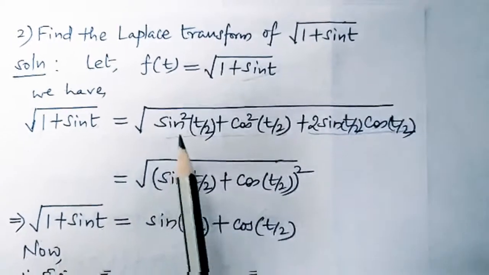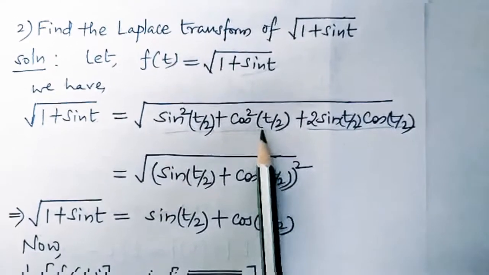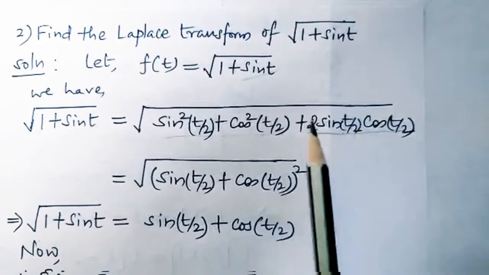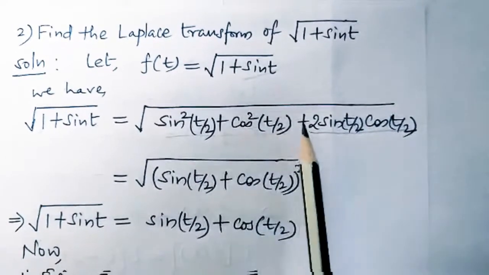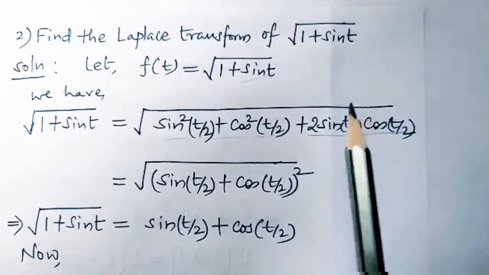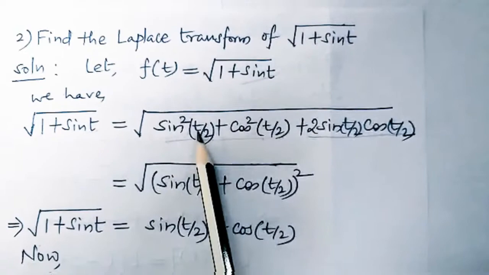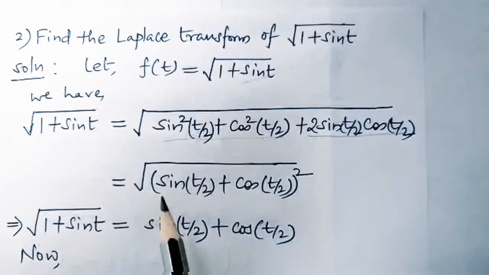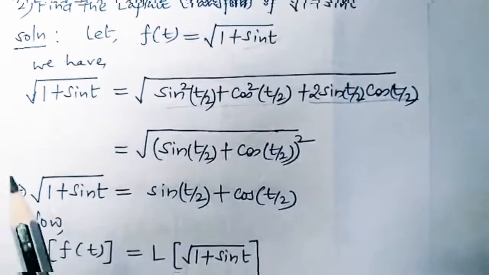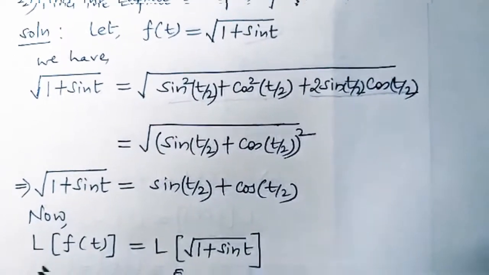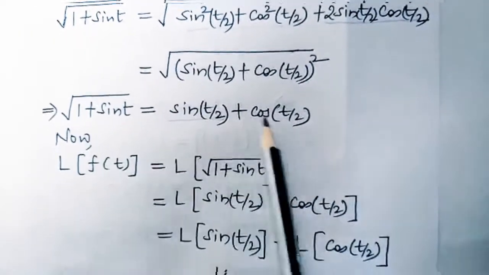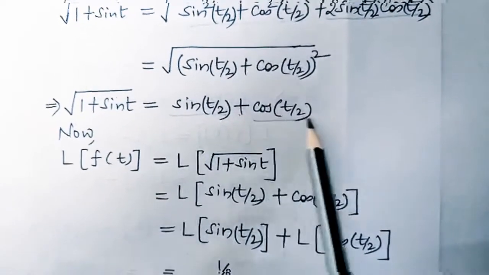Now how does it look? Sine square of t by 2 plus cos square of t by 2 plus 2 times sine of t by 2 cos of t by 2. Is it not in the form of a square plus b square plus 2ab, just like a plus b the whole square? So accordingly, sine square of t by 2 and cos square of t by 2, we can write as sine of t by 2 plus cos of t by 2, bracket square within this square root. Now if you remove that, it becomes under root of 1 plus sine t as sine of t by 2 plus cos of t by 2.